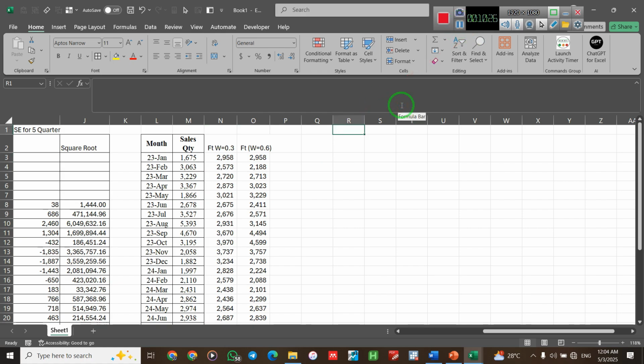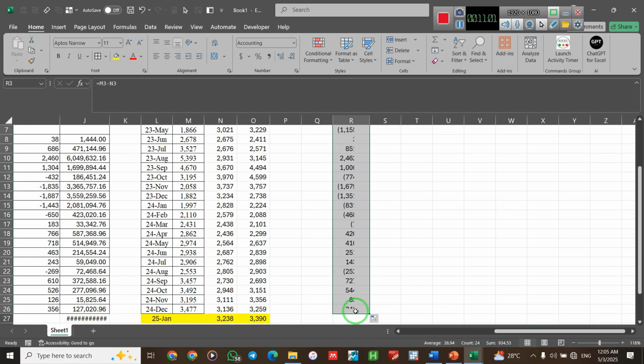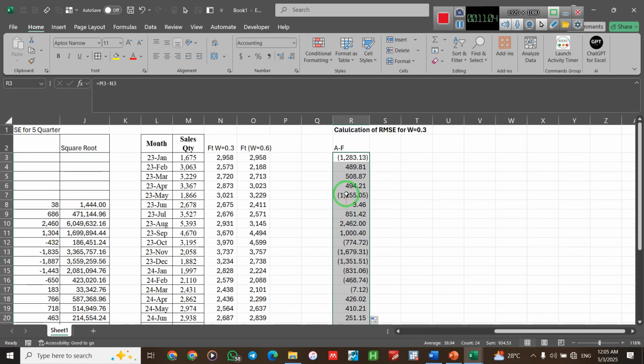So my topic could be calculation of RMSE for W equals 0.3, right? So this is what I'm going to do now. So first, in the formula it says that first you have to deduct the actual values from its forecasted value. So to do that, I will select my actual value here and select my forecasted value. Then you can simply double click it from here, or sometimes if it doesn't work, then you can drag and drop till here, right? So these are your actual minus forecasted value.